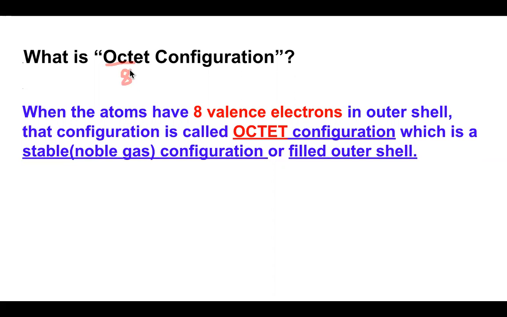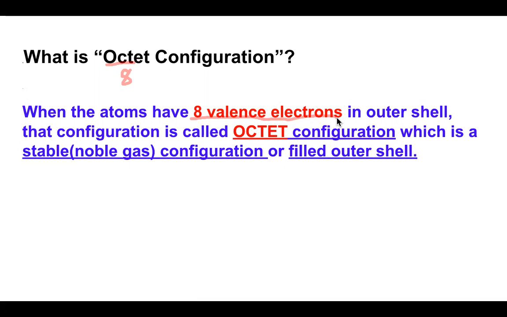So let's go to the definition first. When the atoms have 8 valence electrons in the outer shell, that configuration is called octet configuration, which is a stable configuration or filled outer shell. So this is the connection. When there are 8 valence electrons in the outer shell of an atom, that configuration is called octet because oct means 8.